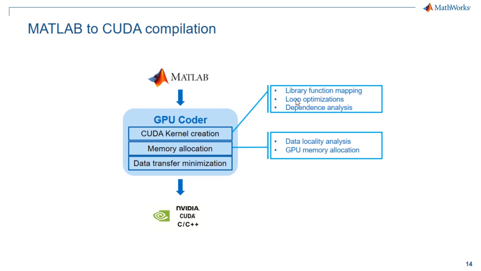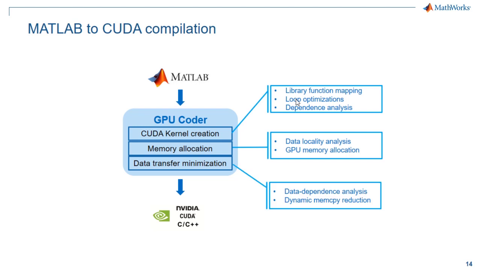Looking at memory allocation, we map to various CUDA structures, everything from local to shared to global memory. So we map it to the most appropriate one for the fastest performance. And of course, data transfers, if not done properly, can totally kill the performance of your algorithms. And so we have various data dependency analysis and dynamic mem copy reductions to help minimize the amount of data transfers between CPUs and GPUs.